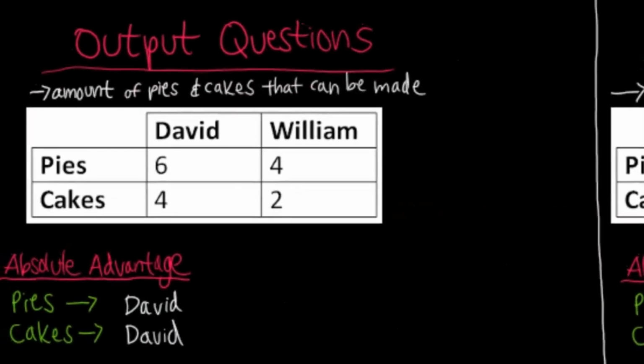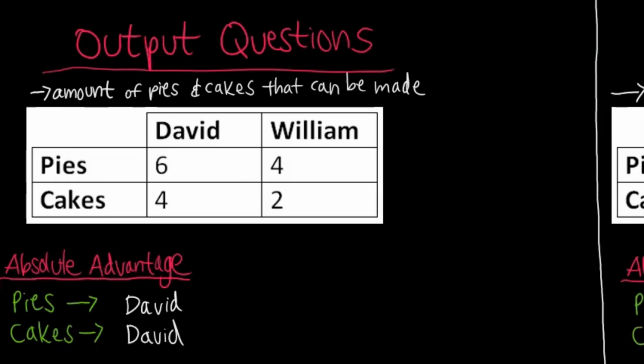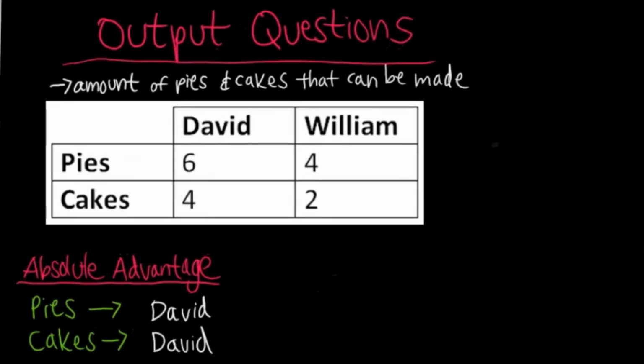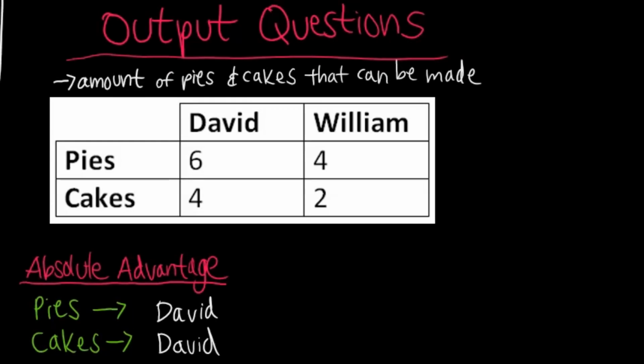Output questions are essentially where you have a chart or a table, and it shows you the finished products, which are basically the result of the input, which is the resources. So this is pretty much the production possibility of David and William. David can produce 6 pies and 4 cakes. William can produce 4 pies and 2 cakes. If I ask you who has the absolute advantage, David has the absolute advantage in both pies and cakes because 6 is greater than 4 and 4 is greater than 2.